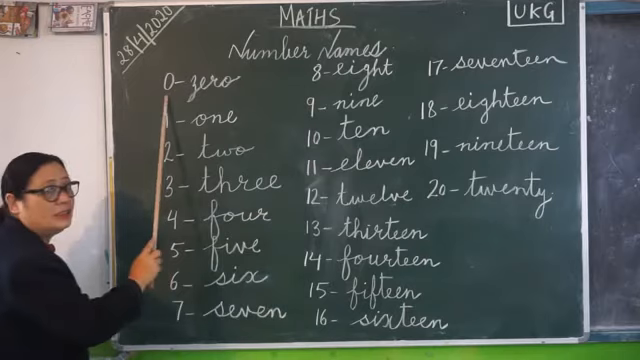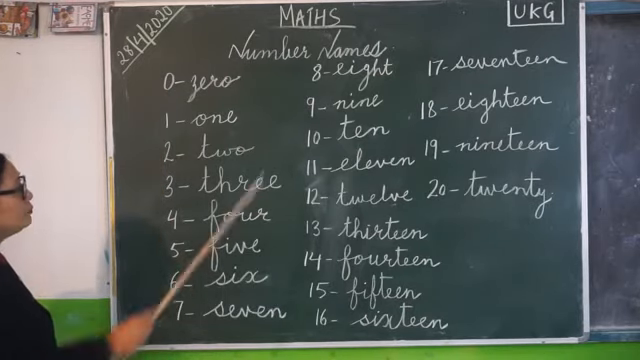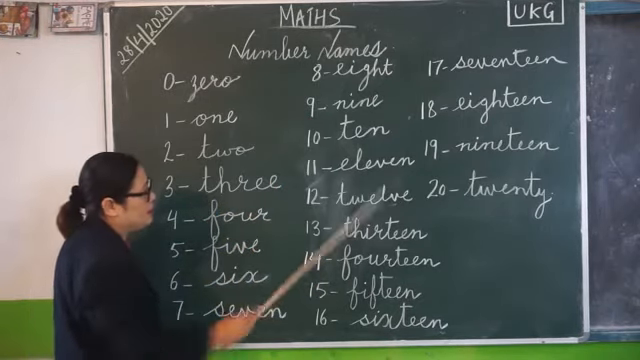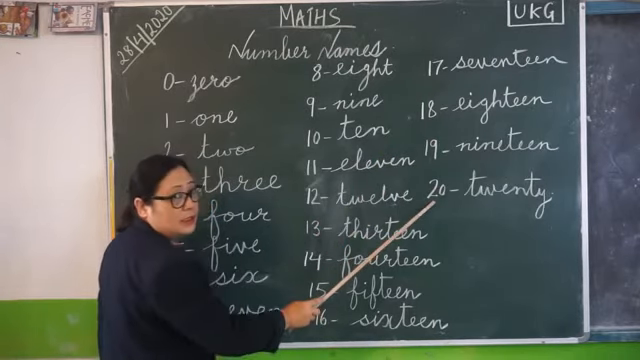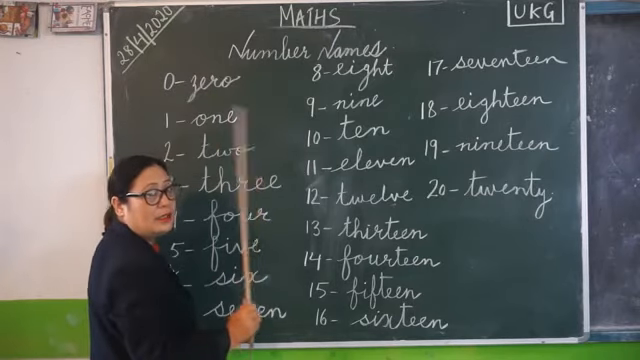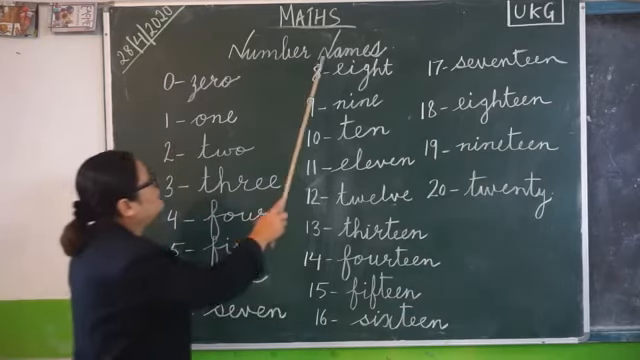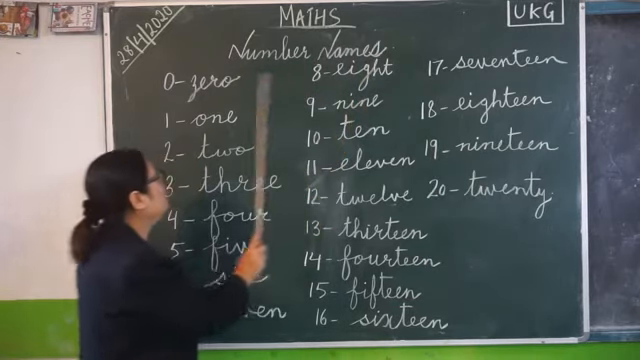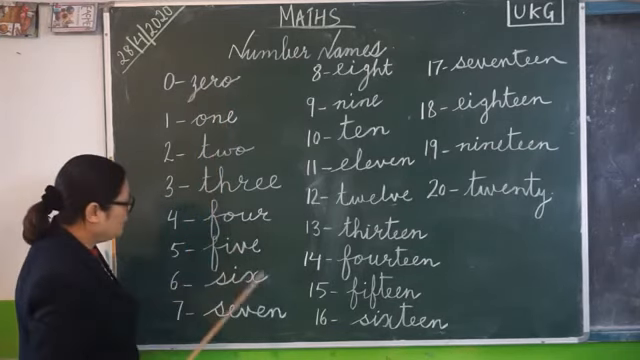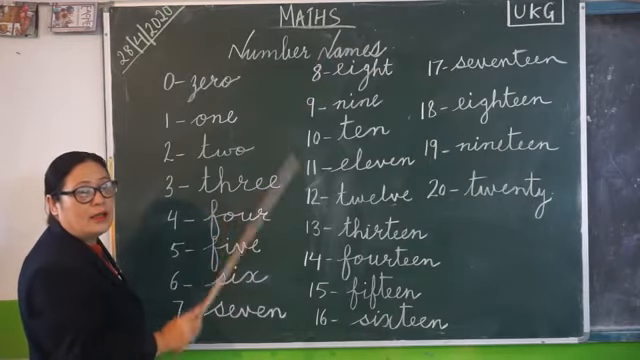Number means I have written the numbers here, like this: 0, 1, 2, 3, up to 20. These are called numbers. Number means counting numbers. Okay? You have learned the counting numbers. First you have to write the numbers. The names, N-A-M-E-S. Names means, like this, Z-E-R-O-0, O-N-E-1, these are the names. So these are the number names.